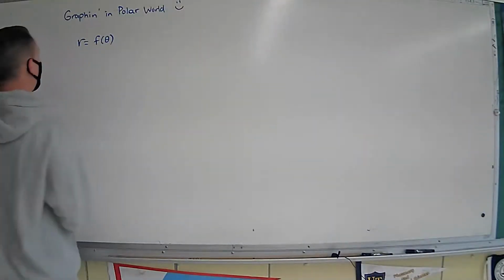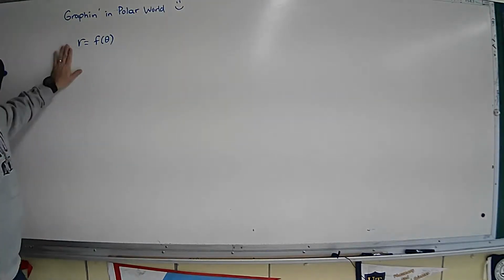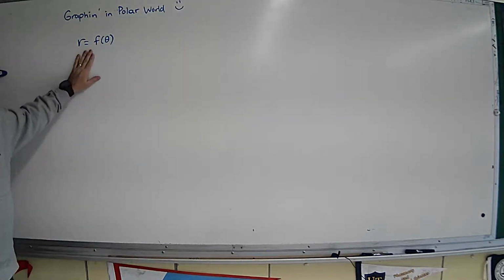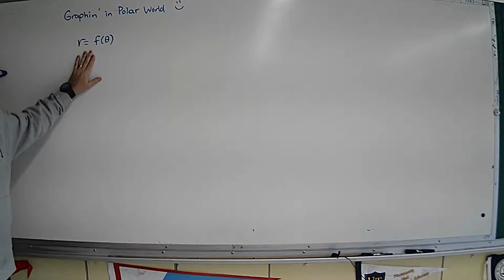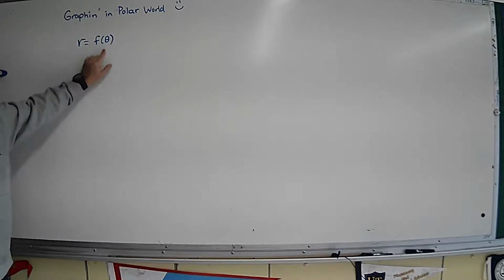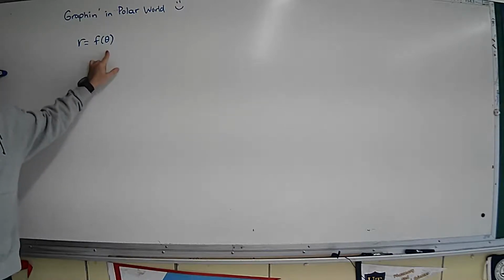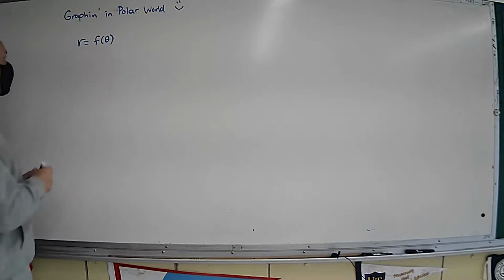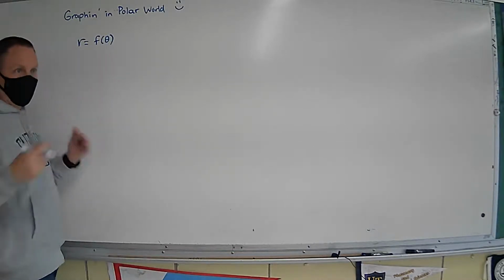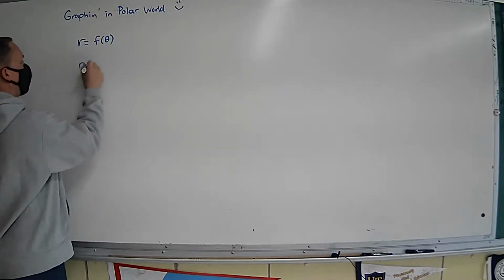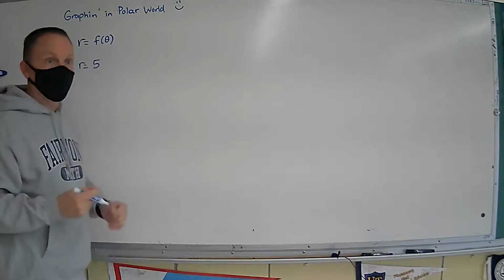So the most basic of graphs, well, before I get to that, when we graph polar equations, we're saying the distance that this graph is from the origin is a function of theta. It's changing as theta changes. Okay? The most basic of polar graphs is if r doesn't change.